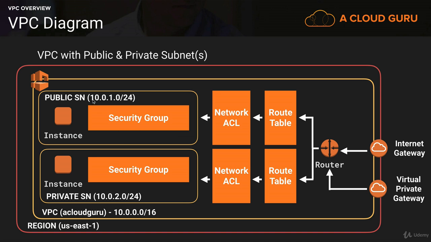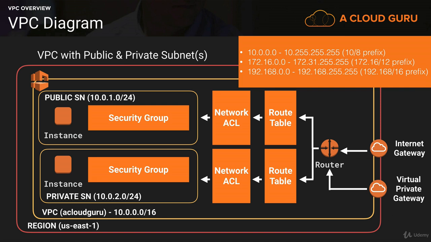So you cannot have 10.0.1.0 being in multiple availability zones. It's just going to sit in one availability zone. So you can see here we've got our subnetting address schemes. So we've got 10.0.1.0 sits in one availability zone, 10.0.2.0 sits in another availability zone.